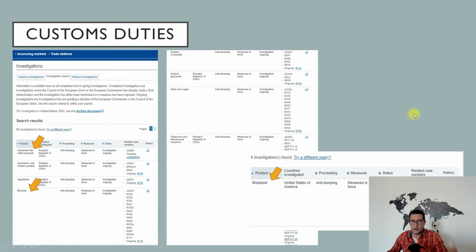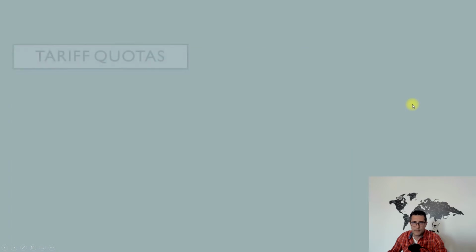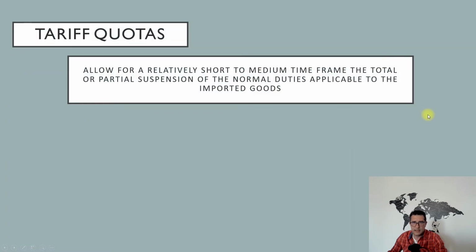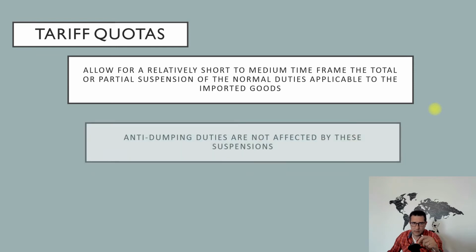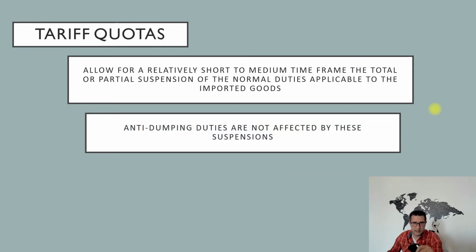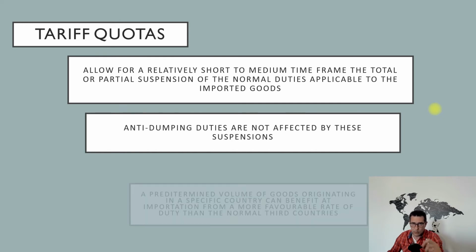And guys, now that the tariffs and duties have been covered, I will move to quotas, tariff quotas to be precise. Basically, these allow, for a relatively short to medium time frame, the total or partial suspension of the normal duties applicable to the imported goods. A very important thing to mention here: anti-dumping duties are not affected by these suspensions.